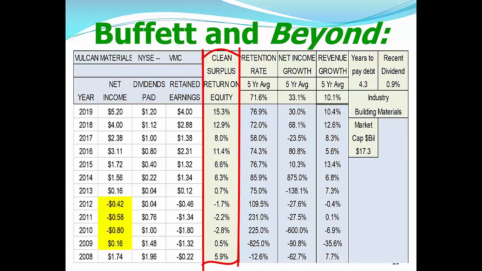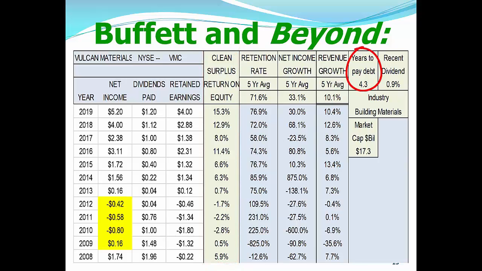And the clean surplus ROE has been rising over the years. But boy, when we look back at 2012, 2011, 2010, almost recessionary years, we see that this stock did not do very well at all. However, that ROE now is above the average stock in the S&P 500, and we would expect this stock to outperform the S&P 500 stocks.